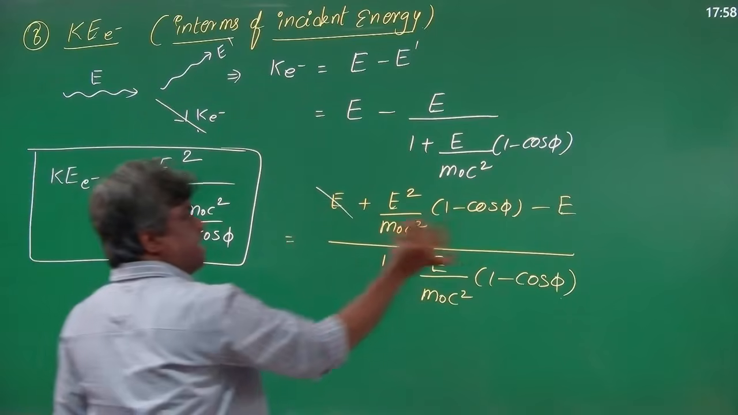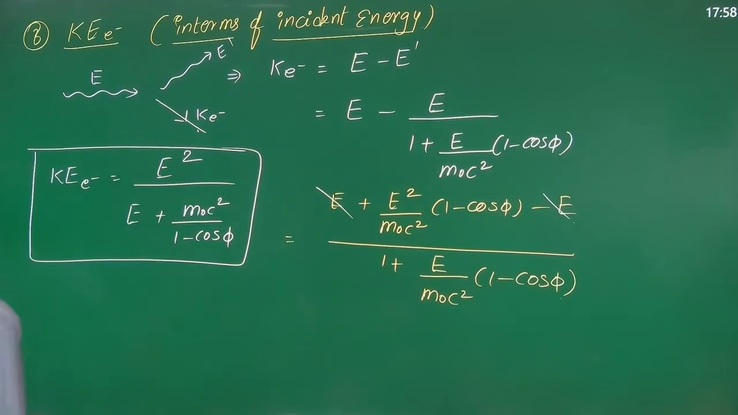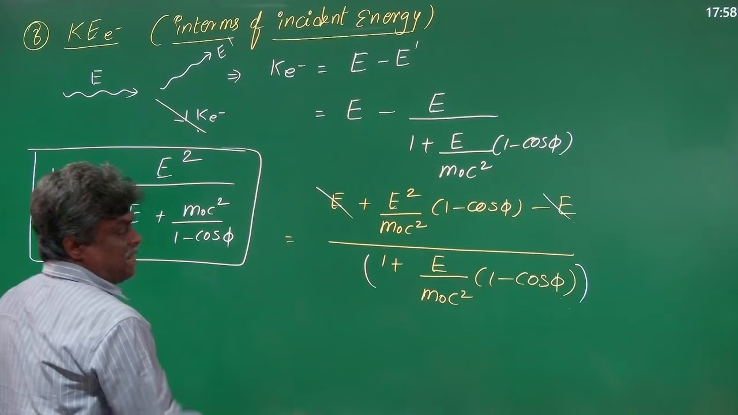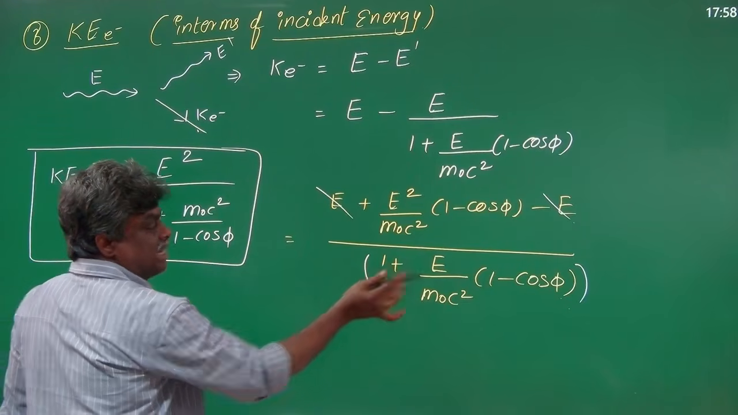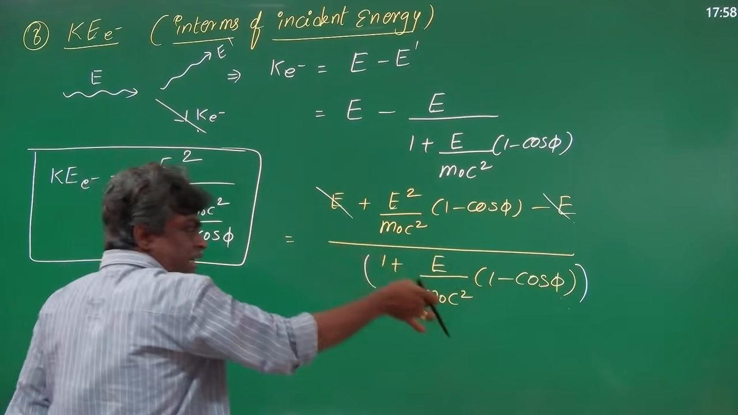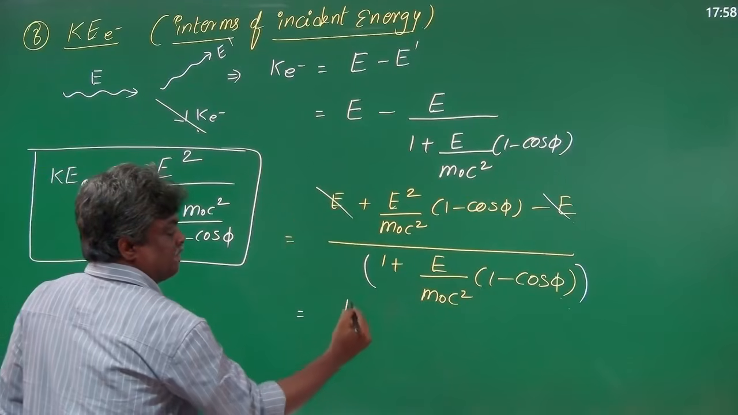Now this E gets cancelled. Now take the LCM in the denominator and bring that 1 minus cos phi to the denominator, or cancel. Divide numerator and denominator with 1 minus cos phi. Then you will get this. Now again take the LCM in the denominator. Cross multiply, because it's a single term, it's a fraction. Take the denominator and cross multiply. Please do it.